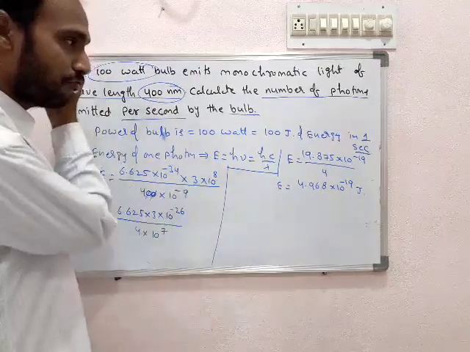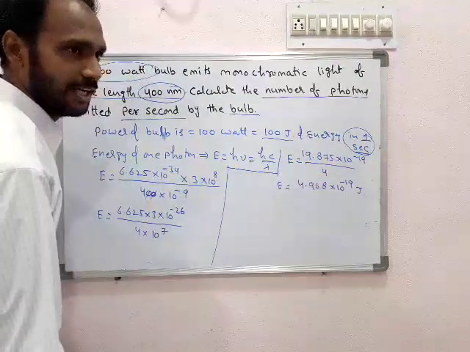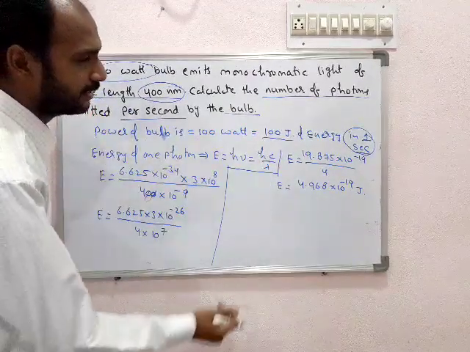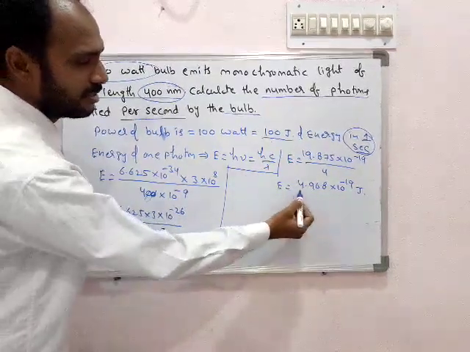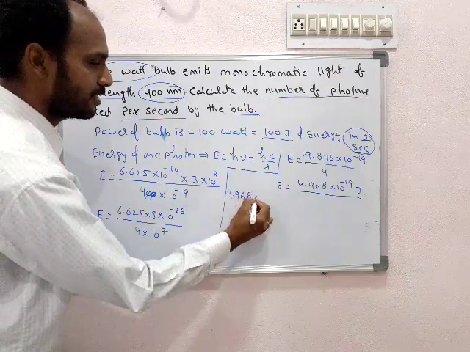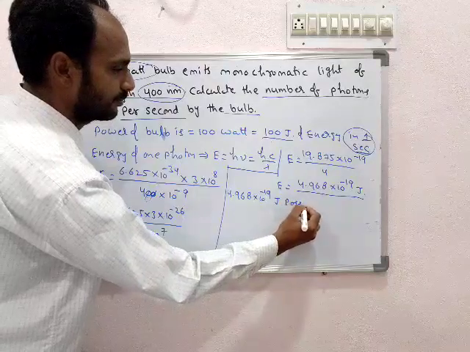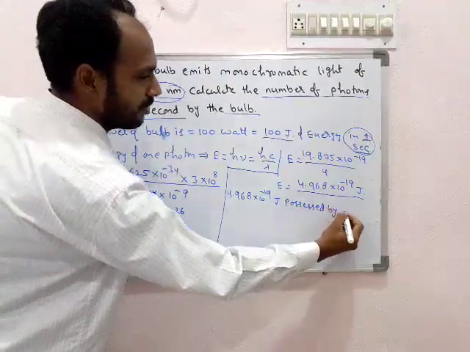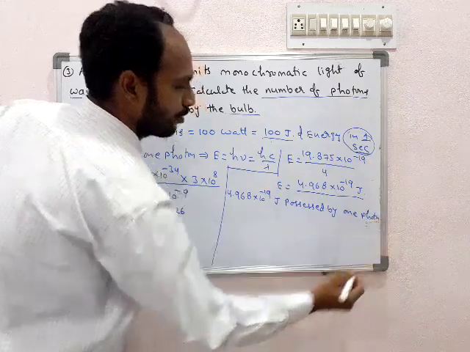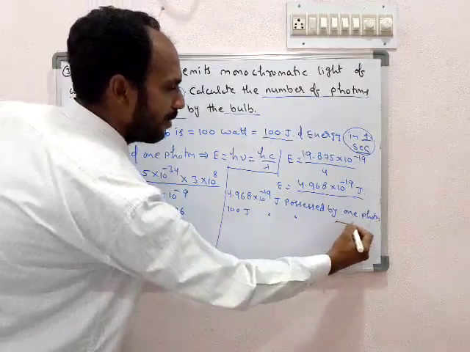Now we need to calculate the number of photons present in 100 joules in 1 second. Already these 100 joules are released in 1 second. Only 1 second of time is given. In 1 second of time, 100 joules of energy is released. Just simply we need to calculate how many photons 100 joules contains. This is the energy of one photon, means 4.968 into 10 to the power minus 19 joules of energy is possessed by one photon. Then 100 joules is possessed by how many photons?